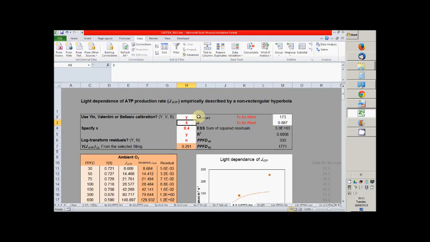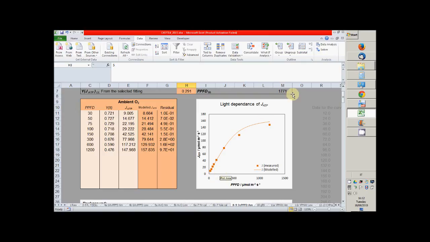When Yin is selected, Excel asks us to specify X. Generally the value of 0.4 is used. When Valentini is selected, Excel asks us to specify ATP per GA under low oxygen. Generally the value of 5 is used. And when Bellasio is used, Excel asks us whether to use the Yin or the Valentini YJATP-LL. Then we may specify whether to log transform reciprocals. We may now fit the curve.